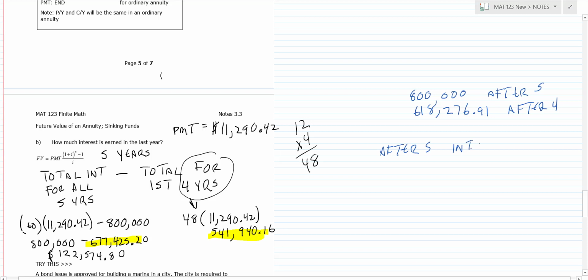the interest is $122,574.80. They like that. All right, now what we got to do is just figure out how much interest was accumulated after 4 years. Okay, well, the way you would do that is you would have to do this. So after 4 years, here's what happens.